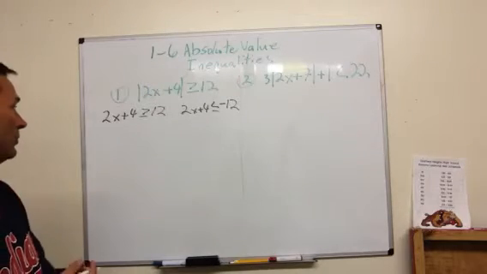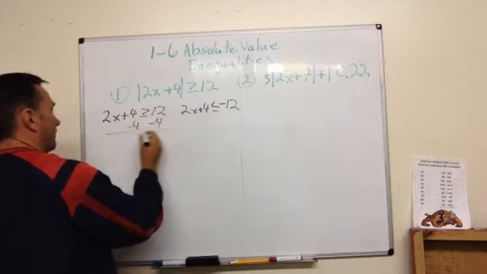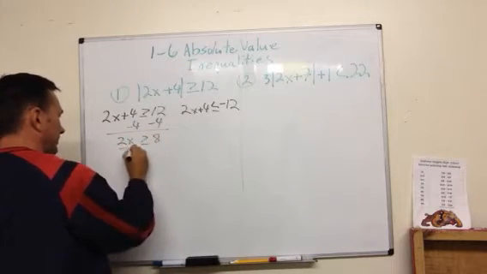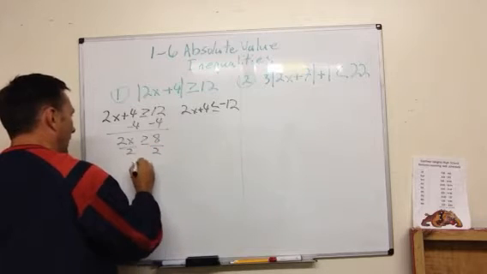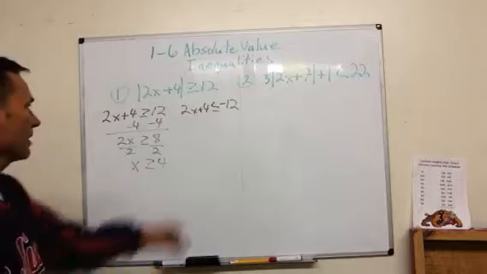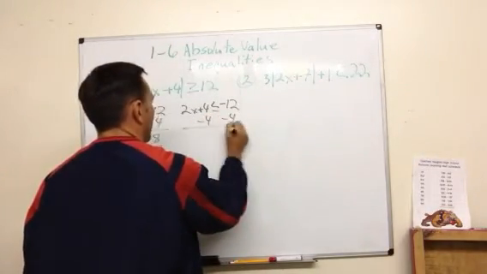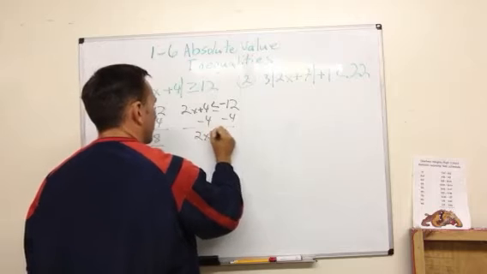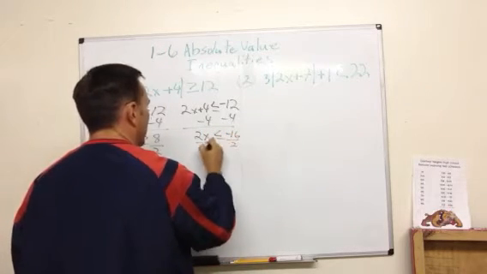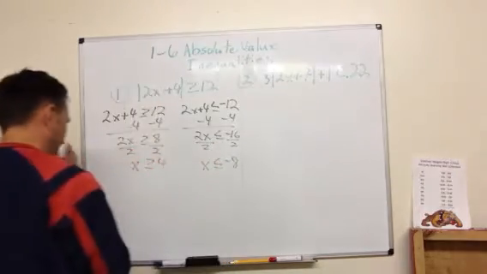Solve. You know how to do this. Go ahead and do it. We had negative 4. We have 2x greater than or equal to 8. Divide by 2, and x is greater than or equal to 4. Over here, again, we're adding negative 4. We have 2x less than or equal to negative 16. When we divide by 2, we get x less than or equal to negative 8.